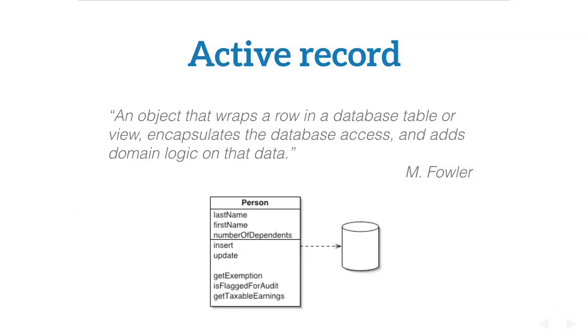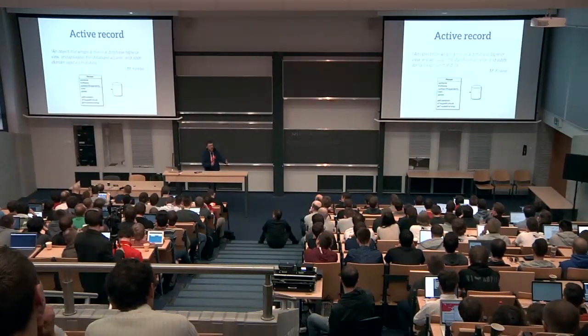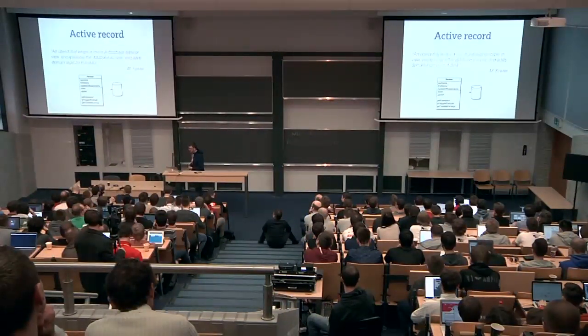And ActiveRecord is one of the patterns contained in the Patterns of Enterprise Application Architecture book. Martin Fowler described the ActiveRecord pattern as an object that wraps a row in a database table. Simple. You have one row in the database table, you have one object in your domain, in your application. That's easy, but if the model changes, the database changes.